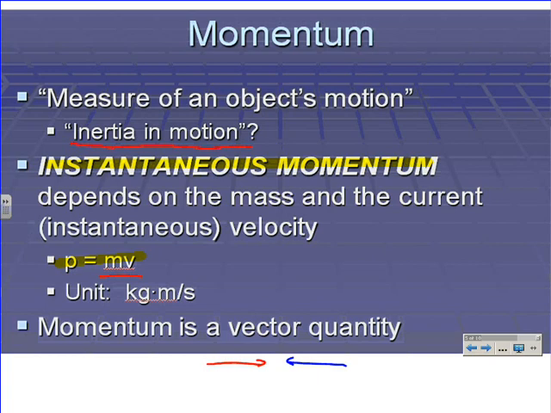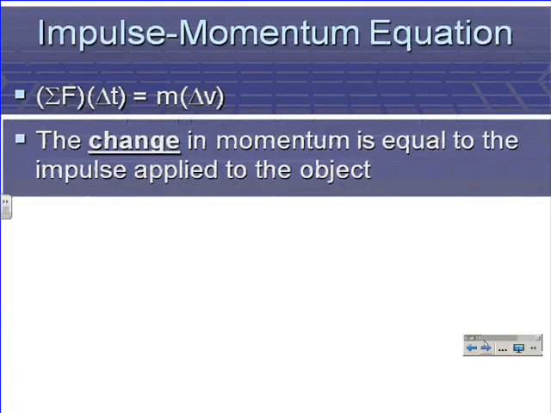So the impulse momentum equation relates what kind of results we end up with if we apply a force for a certain amount of time to an object with a certain mass. How much change are we actually getting out of it? And that's really what we're going to be looking at over the next couple of weeks.